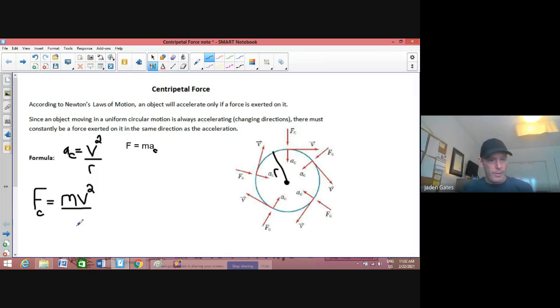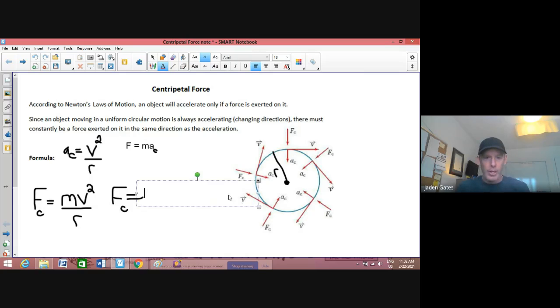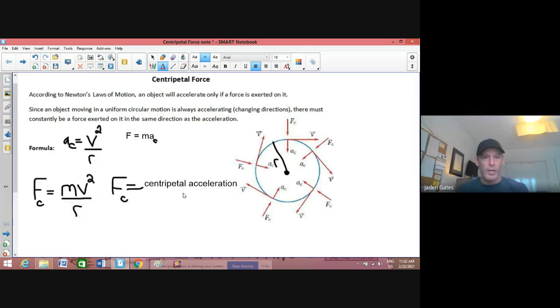And again, Fc is the centripetal force. Let me try to write that in there. There we go. That's your centripetal force. Again, always directed towards the center.